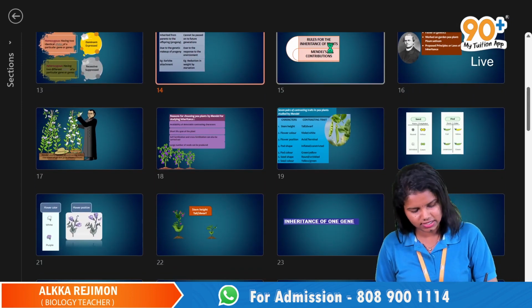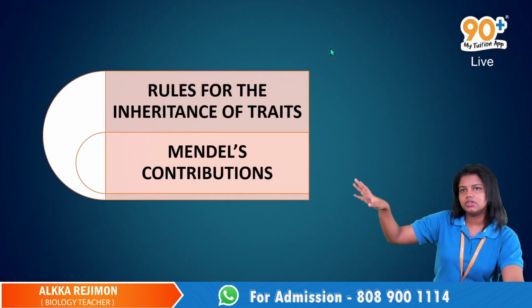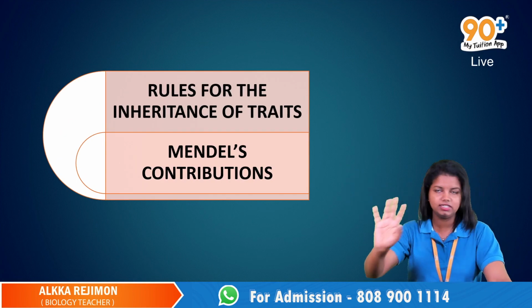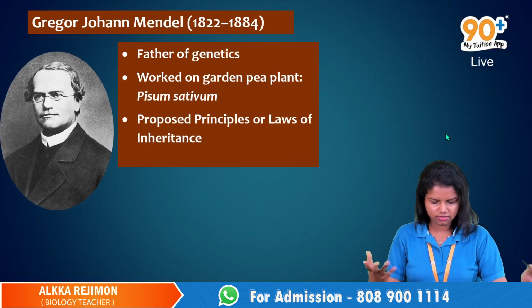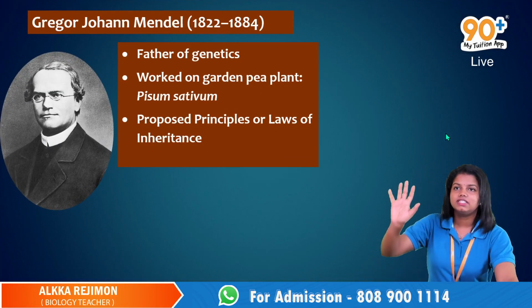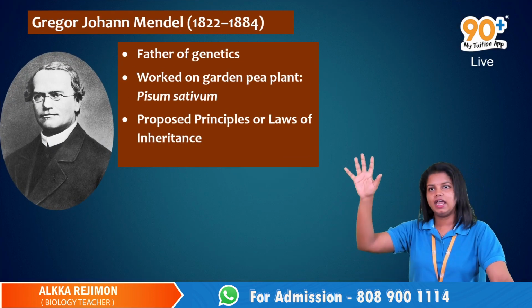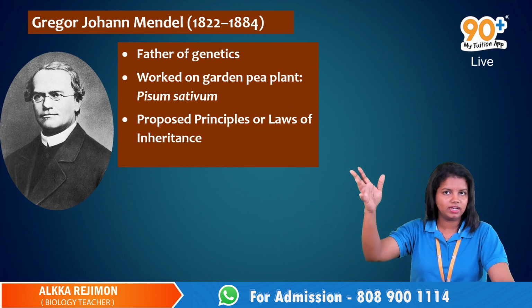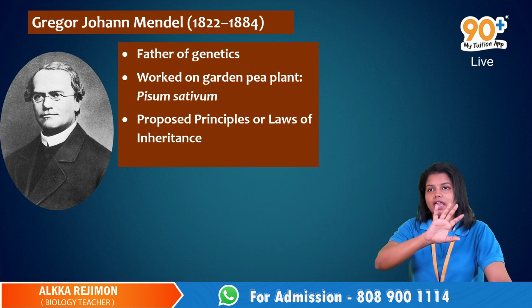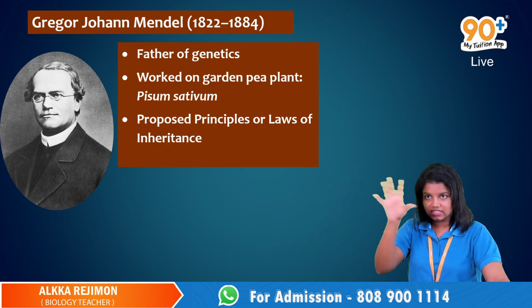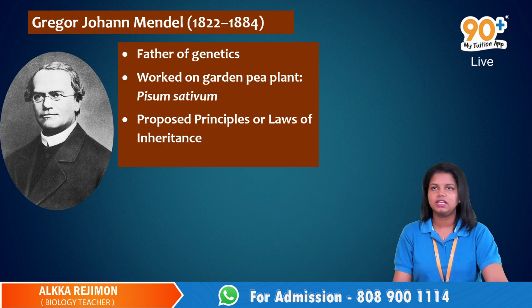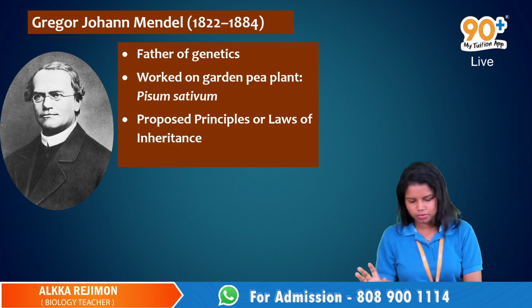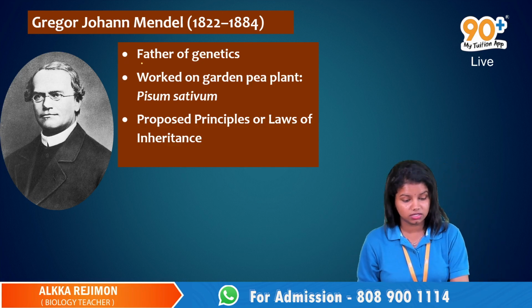Now the next heading is we need to discuss the rules of inheritance and then Mendel's contribution. So here comes the guy, the hero of genetics. This is Gregor Johann Mendel, and he was born in 1822 and lived till 1884. In his years he gave a lot of contributions and the basics of genetics. Because of these contributions, he is known as the father of genetics.